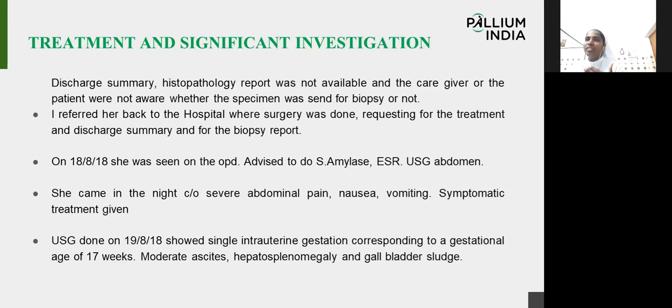So they went and saw the surgeon, and he saw them in the OPD and advised serum amylase, ESR, and ultrasound abdomen. That night she came to me with the same complaint of severe abdominal pain, nausea, and vomiting. Symptomatic treatment was given and she was sent for the ultrasound. The ultrasound showed a normal intrauterine gestational fetus, moderate ascites, hepatosplenomegaly, and gallbladder sludge. Next slide.